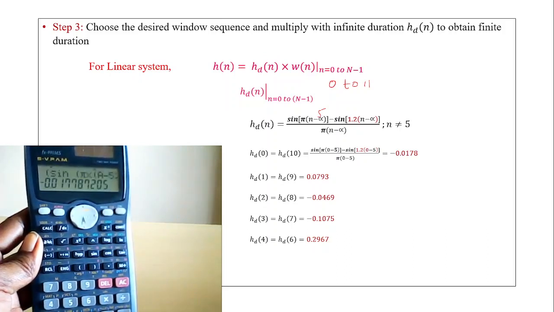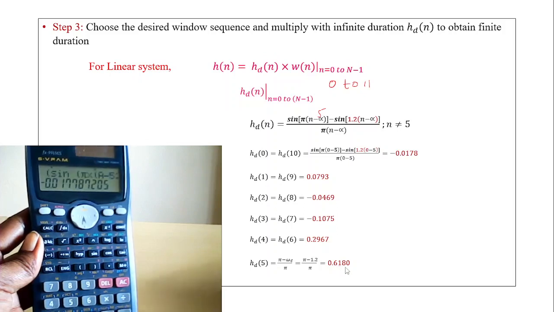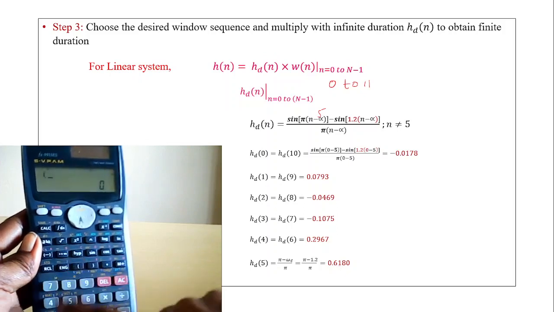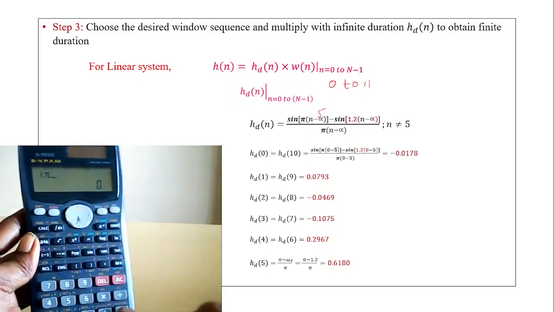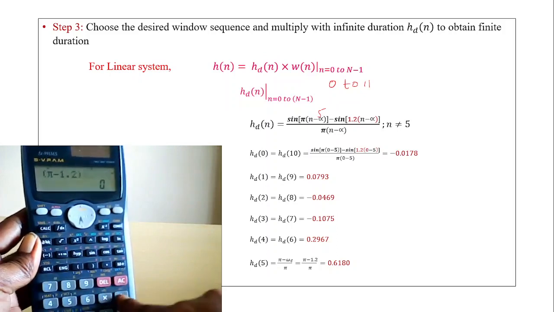So the values we got it. For n equal to 5, hd of 5 is (pi minus omega c) by pi, which is equal to (pi minus 1.2) divided by pi, which is 0.6180.